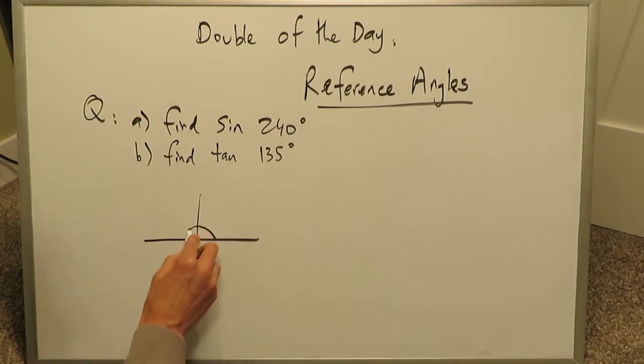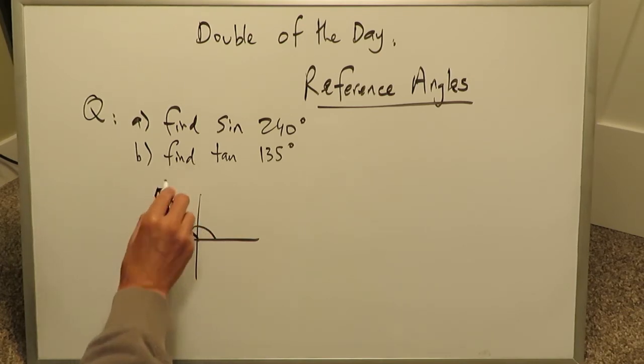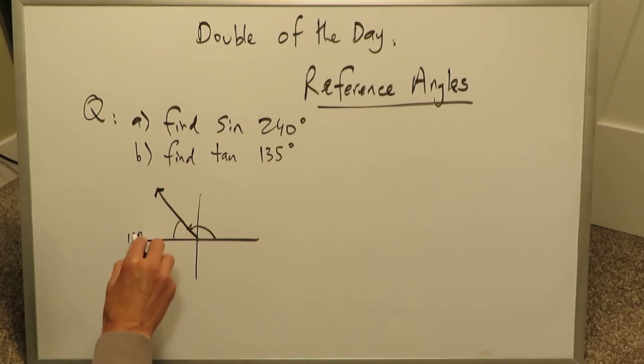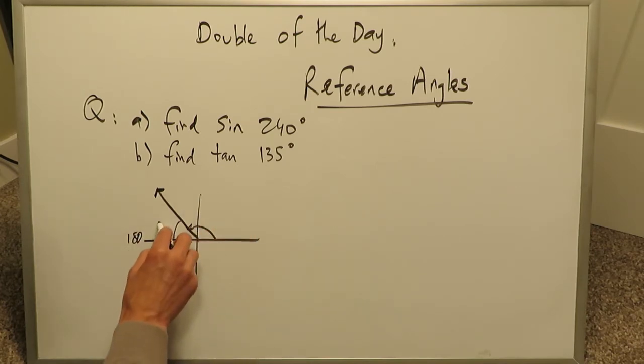Draw 135 degrees. You're looking here in the second quadrant. Here's my 135. Your reference again is 180 degrees. Just do 180 minus 135. That gives you a 45 degree reference angle.